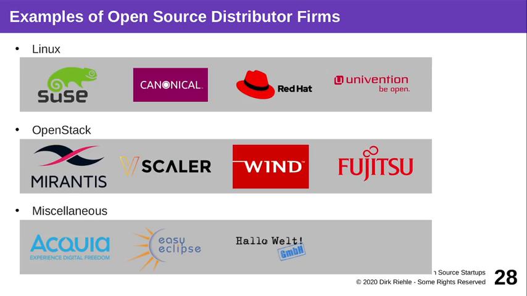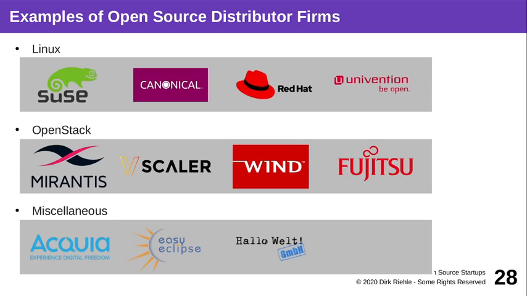Beyond Linux, there isn't actually that much, but there are some, so it's not just Linux. For a while, the most notable example was OpenStack distributions. So there are a couple like Mirantis, vScaler, Fujitsu, Wind River, OpenStack distributions. Why? Because OpenStack is also really complicated and complex, like the Linux operating system, and it needed a lot of competence to make the components in the stack work together. That integration challenge was so big that we got OpenStack distributors.